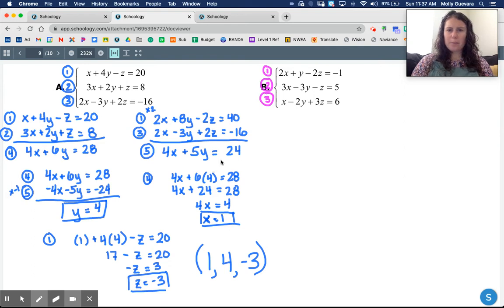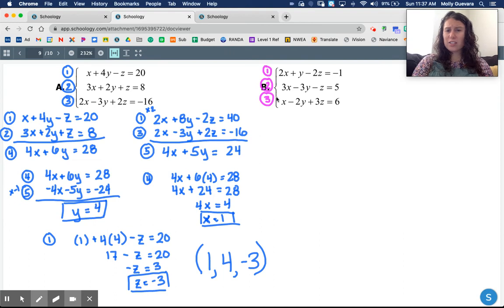All right, looking at B, I have my x's. Like, I could easily do 3 and 2 and 3 and 1. My y's, again, I could do 1 and 2 or 1 and 3. Z's, it doesn't matter. They're all pretty much the same. They all have a 2 and a 3 and a 1, right? In some way, shape, or form.